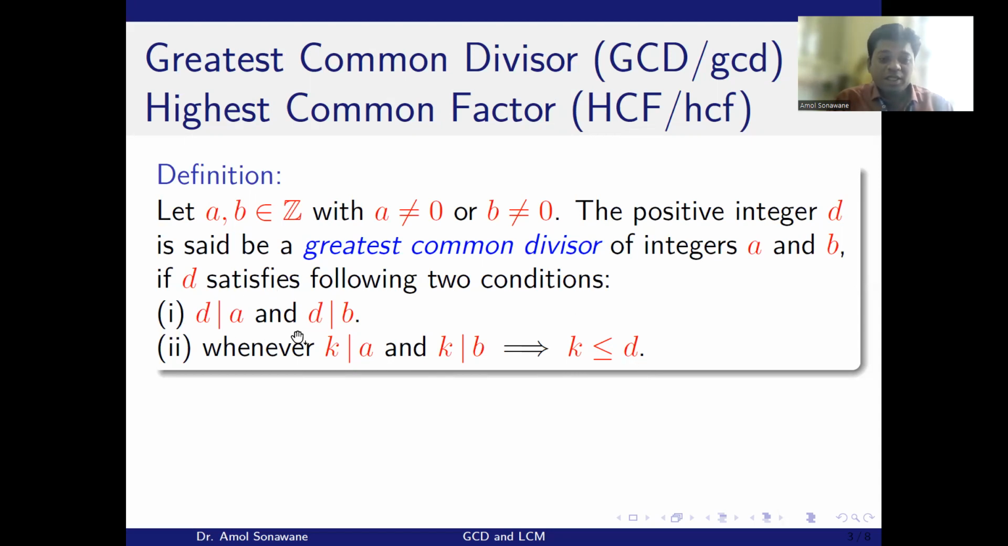Means first condition says that d is a common divisor of a and b, and second condition says that d is greatest among all the common divisors of a and b. It is denoted by GCD of a and b.